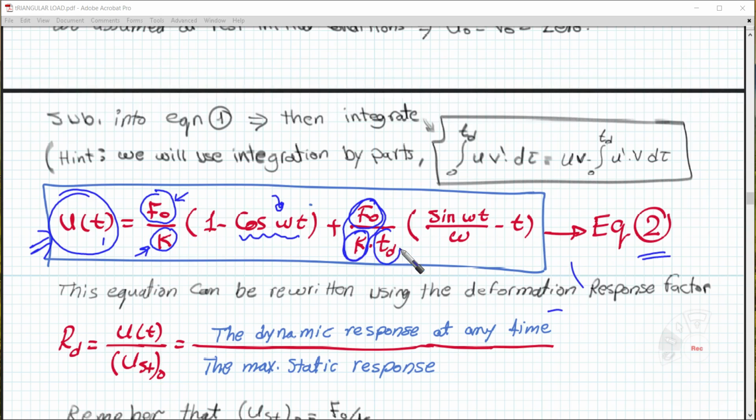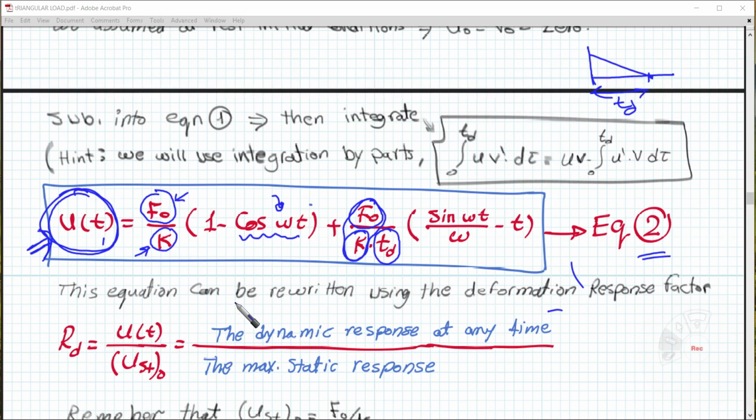And here there is TD, which is the duration of the force. If we have the force here, the horizontal distance here is TD. And then sine omega t over omega minus t. So everything here is known for us. As you can see, we do not have any initial conditions, because we already said that they are 0. So this is equation number 2, which represents the dynamic response of the system during the first phase.